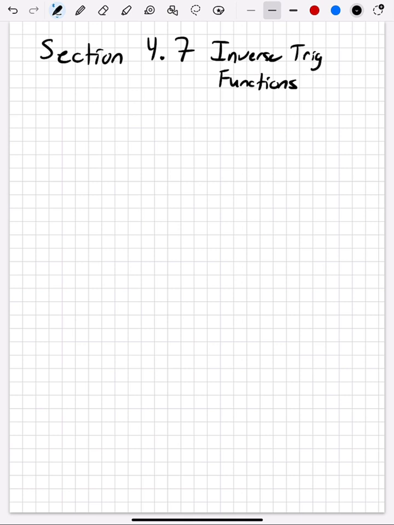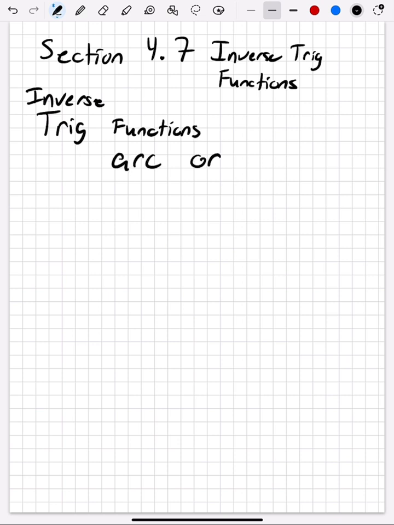Okay? And for that, so for trig functions, or I shall say inverse trig functions, we have a notation that we use, arc, or we just take the trig function and raise it to the negative first power. Okay, so this is how we denote inverse trig.